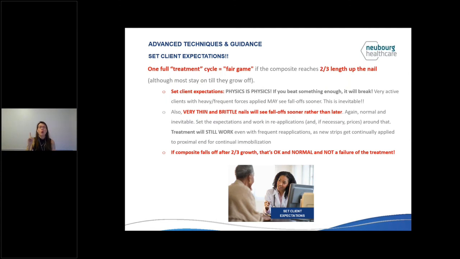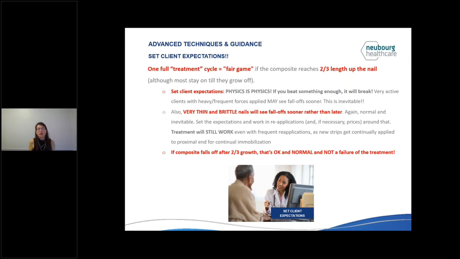So understand what one full treatment cycle is considered to be. It is fair game if your initial Onyfix composite reaches about 2/3 length up the nail, roughly. It's not perfect, right? A little bit past half to 2/3 is fair game, okay? Therefore, set your pricing and your application, checkups and maintenance in such a way that you can incorporate a replacement strip earlier if necessary. We often find that if it falls off before the 3 months mark, or certainly well before the halfway, roughly 2/3 mark, then replace it for them for free.